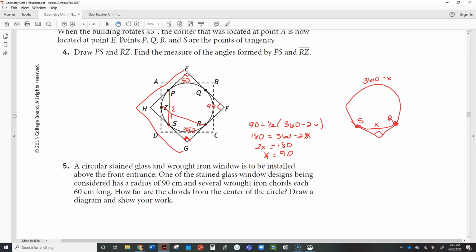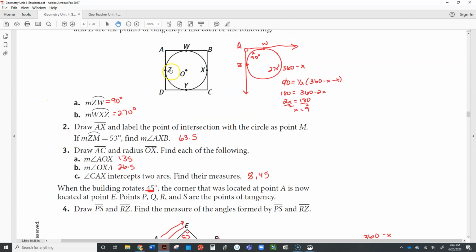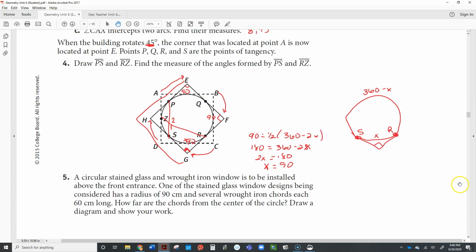Okay, then to get the measure of arc ZP, I noticed that when they rotated this 45 degrees, and they tell us that they rotated it 45 degrees, A mapped to E, and B mapped to F, and C mapped to G, and D mapped to H. Okay, then Z, which was in the original picture, Z was in the original picture. I can scroll up here and show you. See, Z was in the original picture. And then Z mapped to, went this direction, Z mapped to P.